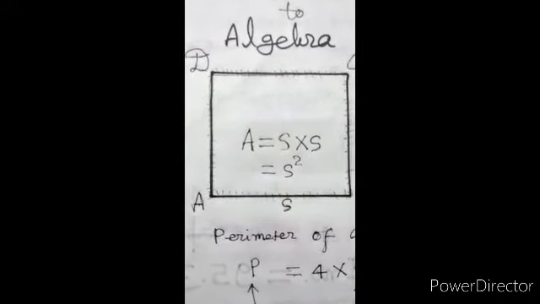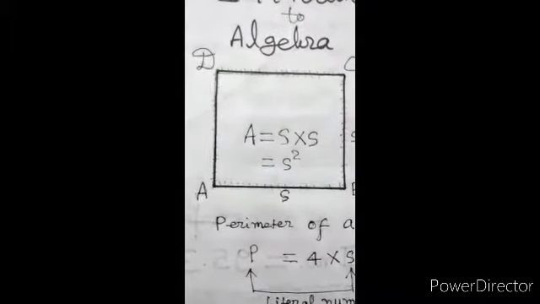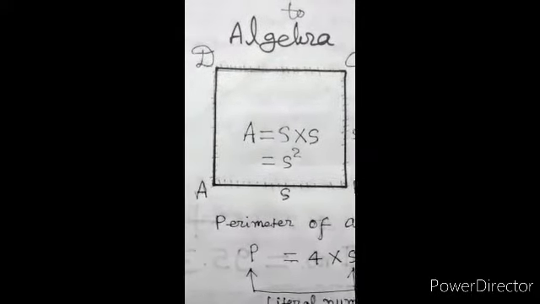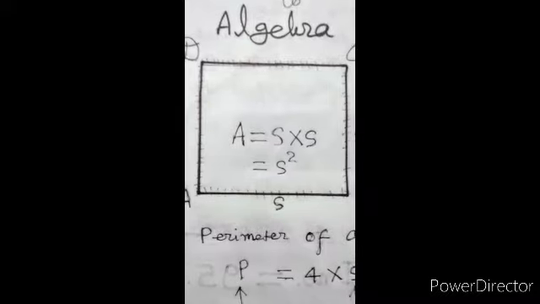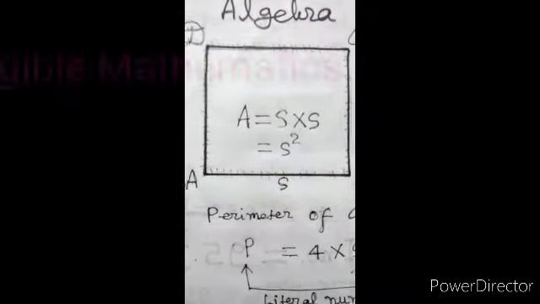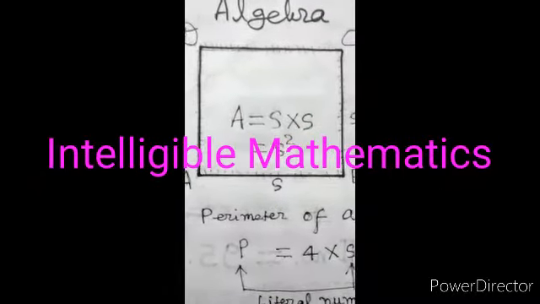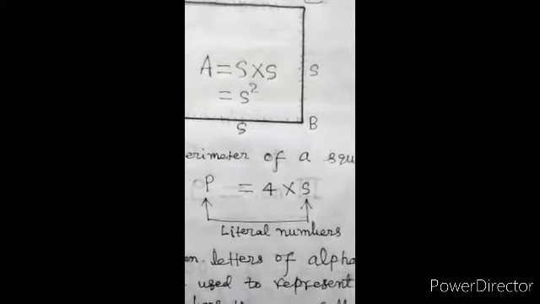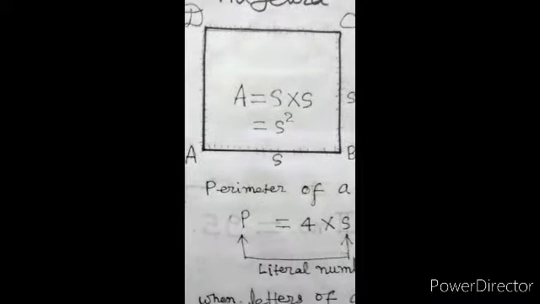Length of boundary of a closed figure is called its perimeter. Its length of boundary will be AB plus BC plus CD plus DA. All these are of same length S. So its perimeter is S plus S plus S plus S, 4 times S. It gives us 4S. Here P is equal to 4 into S. P and S are literal numbers. 4 is constant.